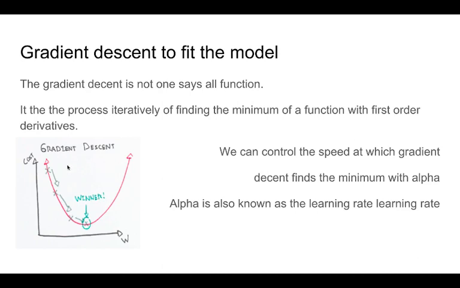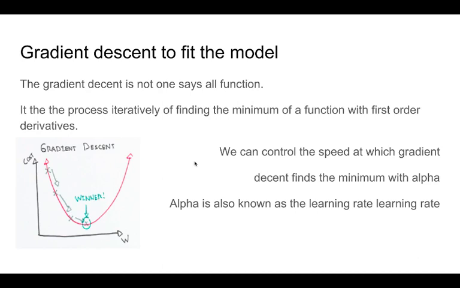With too big of a step, you could jump over the minimum and you'll never find it. Or with too small of a step, you'll never really reach the minimum. You'll never find that bottom part of that gradient. So you always need to make sure you have a good alpha, a good learning rate.